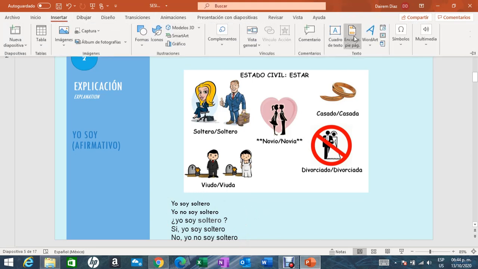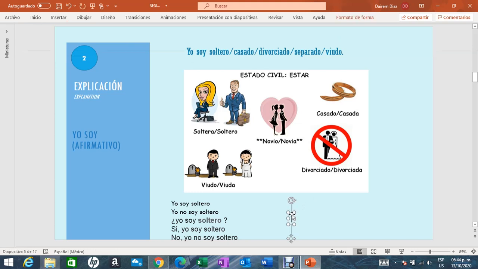So for more vocabulary here we have a woman and a man. So woman, you say mujer, and for men you say hombre. So we have a woman and a man here that are single. Tenemos una mujer que dice yo soy soltera y tenemos un hombre que dice yo soy soltero.